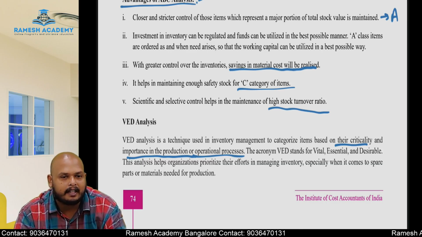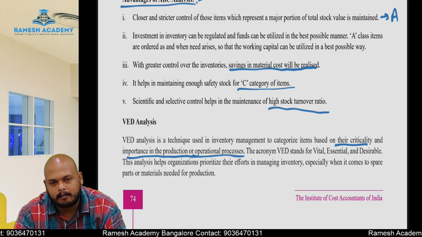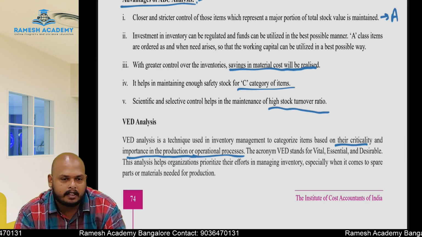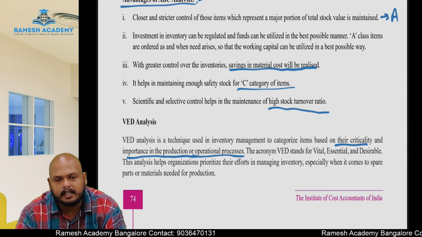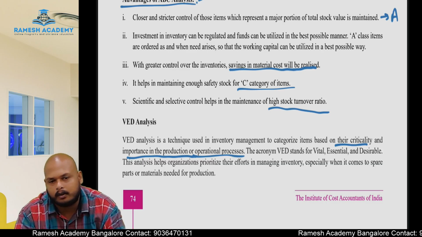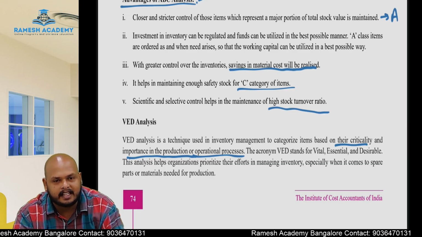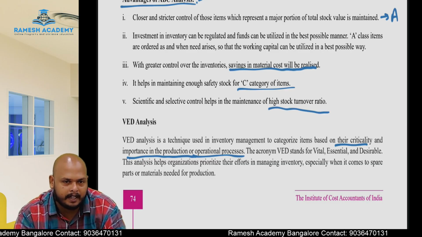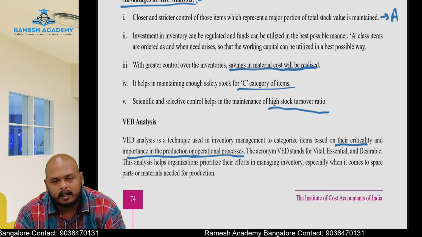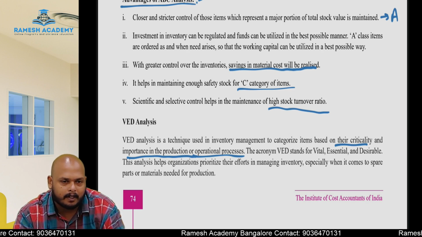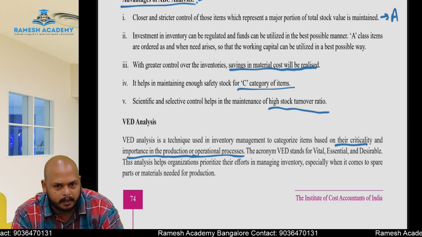Because there are certain items in an assembly, like take the example of a car assembly process. There are certain items that are vital. Vital is nothing but compulsory, it is required. Without those items, we can't do anything. We can't even start the production process. Certain items are essential, meaning it is required but not immediately. Desirable means it's optional. If they want, they can adopt. If they don't want, they can just ignore it.